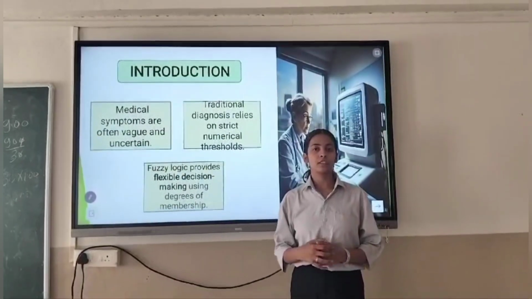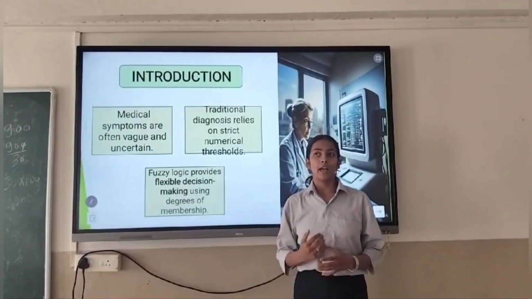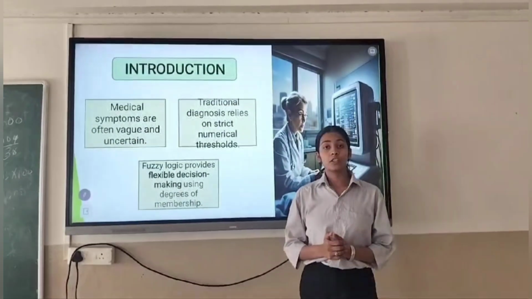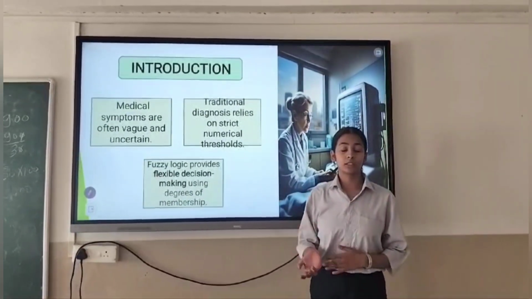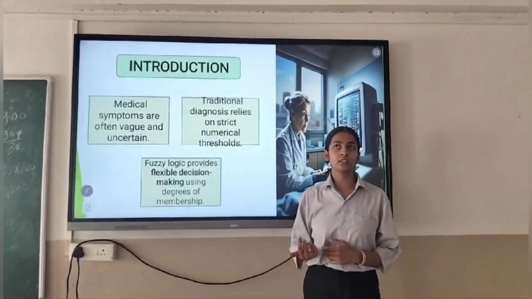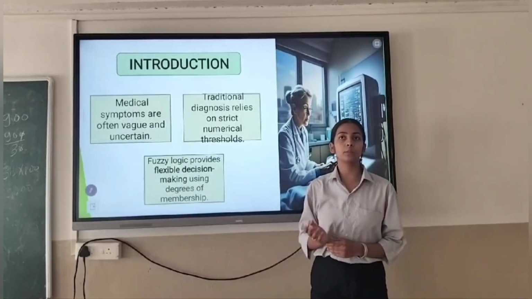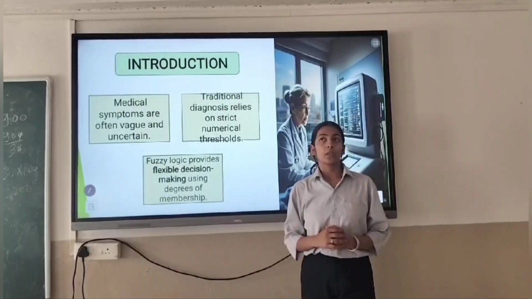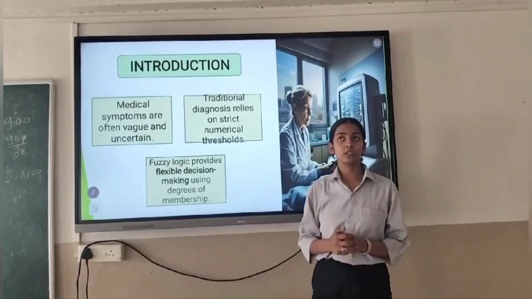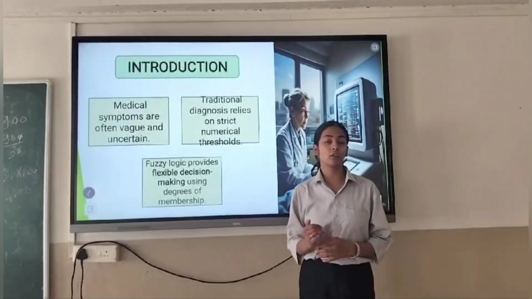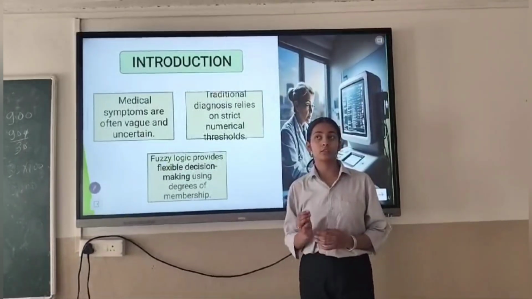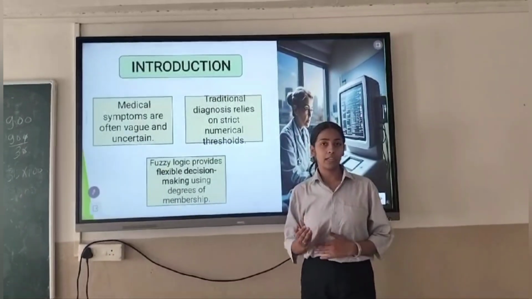One of the applications of fuzzy systems is in the medical field. As medical symptoms are often uncertain and vague, traditional diagnosis often relies on numerical thresholds. For example, if a person has a blood sugar level of 140, then he will be considered diabetic. However, this method can lead to misclassification, because sometimes a person with a sugar level of 140 might not be diabetic, and sometimes a person with a normal sugar level can be diabetic.